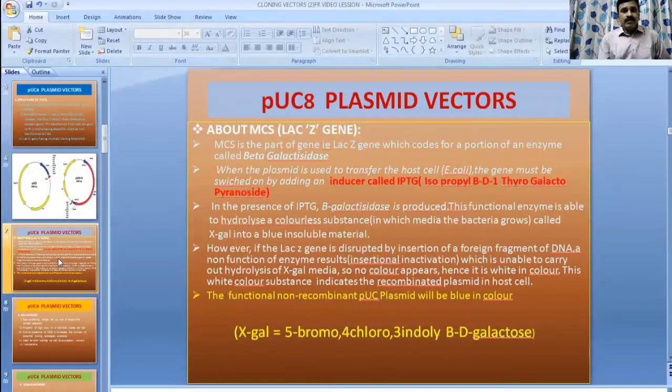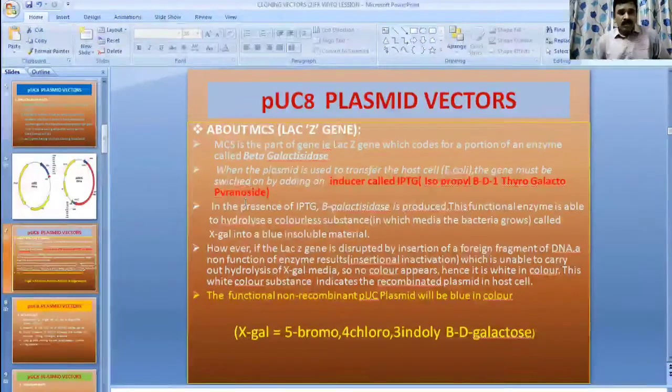Here I would like to explain more about the MCS. What is MCS? Multiple cloning sites. MCS is part of the lacZ gene, which codes for a portion of an enzyme called beta-galactosidase.